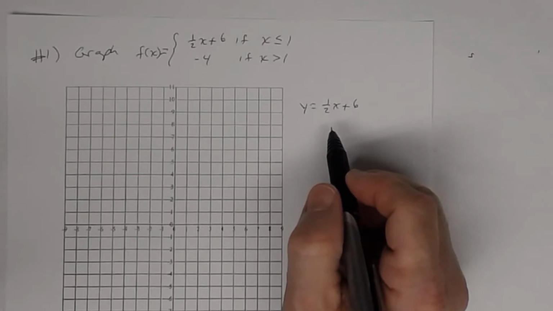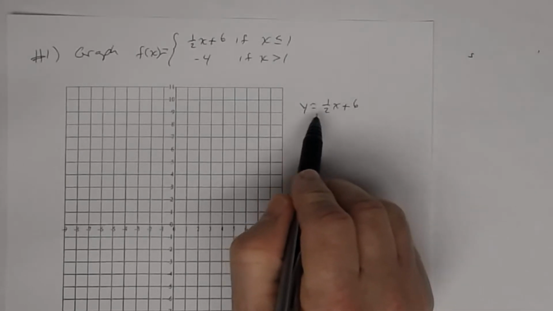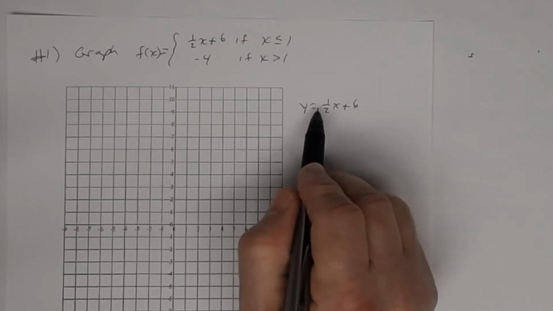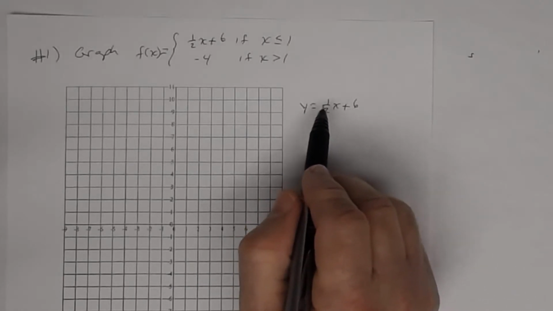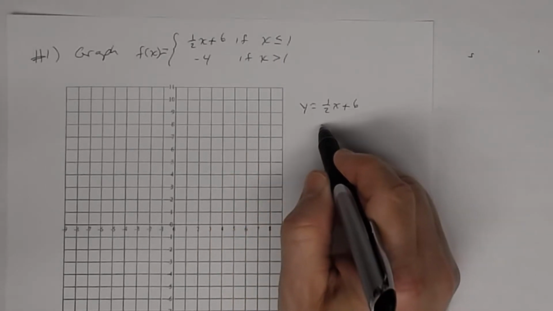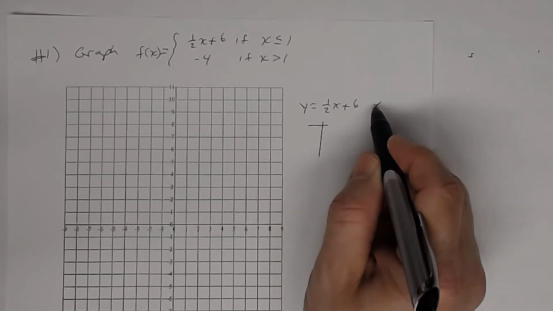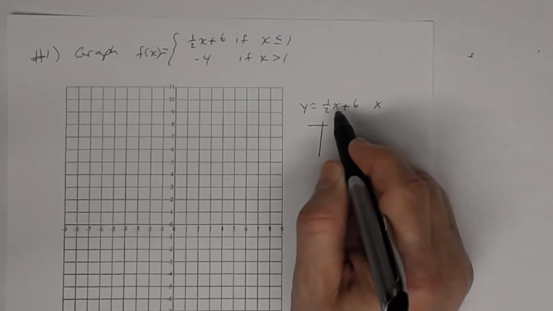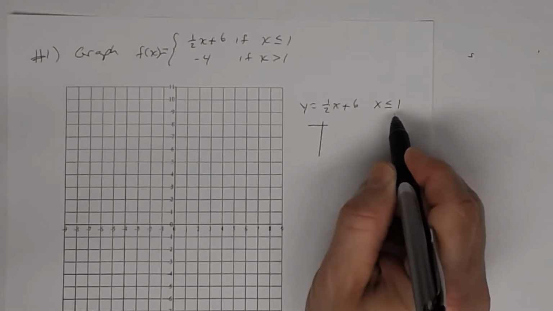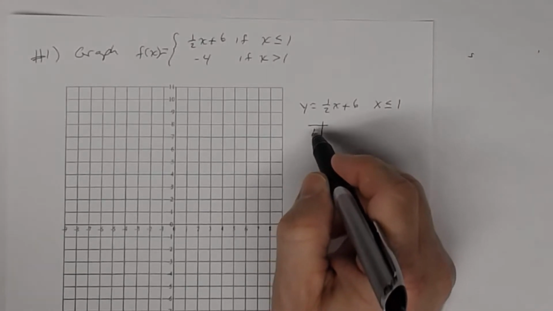It helps to know that if the domain here was not restricted, this is a linear equation, so this would be a line. I'm going to use a t-table. Now listen carefully. There is a restriction to my domain, and it says that if I'm going to use this piece, all my values for x must be less than or equal to 1. I see a 1 here, so I'm going to put a 1 right here. Let that be your first value of x.